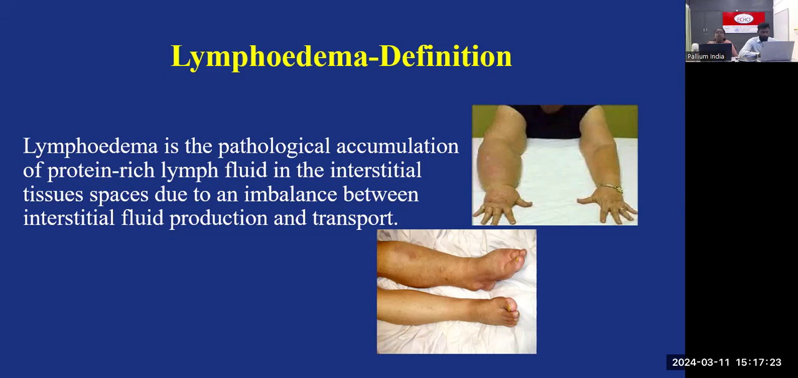At that time there is a chance of accumulation of fluid that leads to edema. So this is what we call lymphedema. So we have to understand what lymphedema is. If interstitial fluid production is there, but transportation is difficult, then there is a pathological accumulation of protein-rich fluid in the interstitial space, called lymphedema.